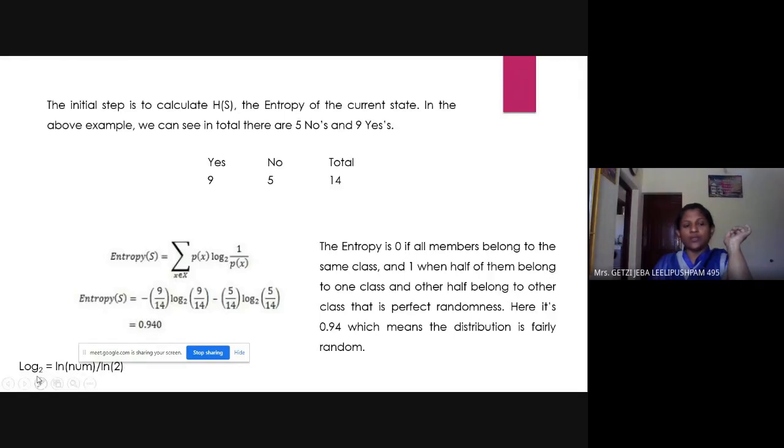How do you calculate log 2? It is ln of that number divided by ln of 2. Log 2 means ln of that number divided by ln of 2. Please keep this in mind. So the overall entropy is done. We have calculated the overall entropy.